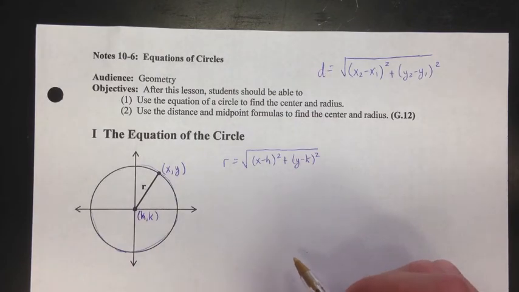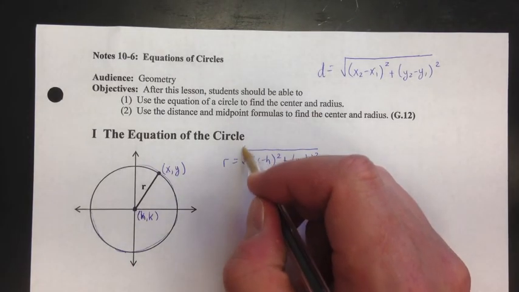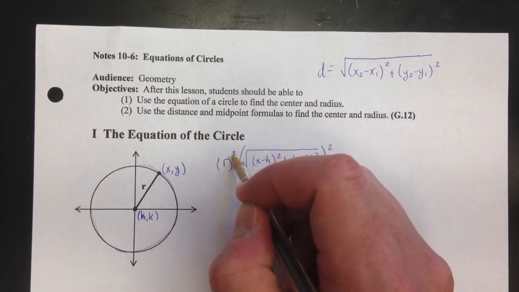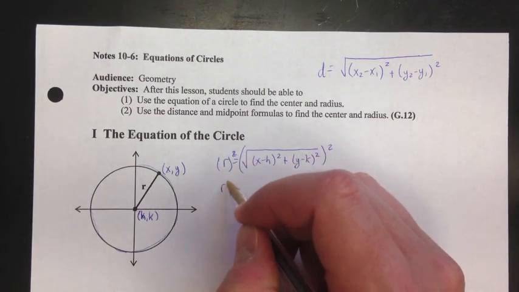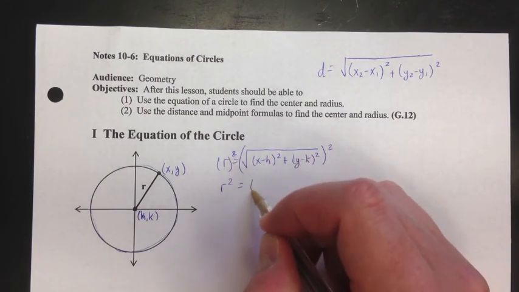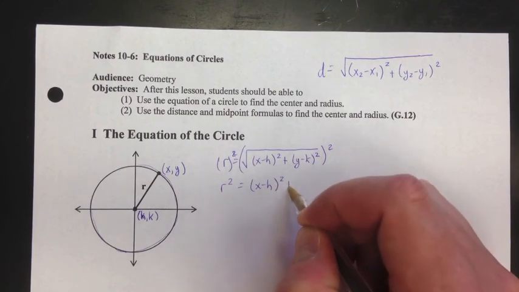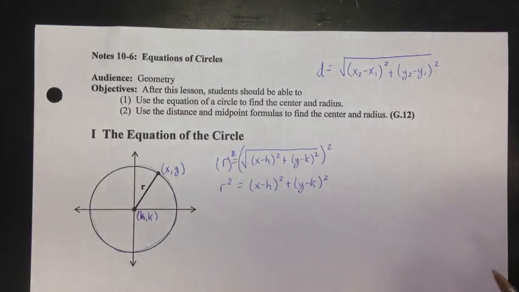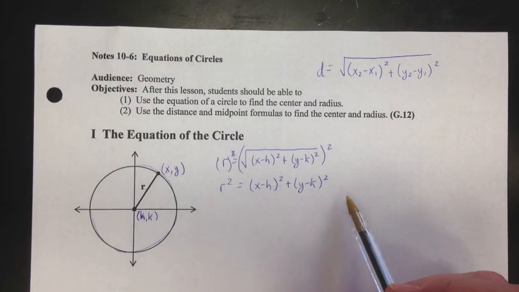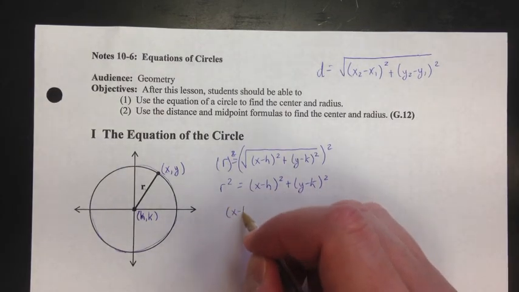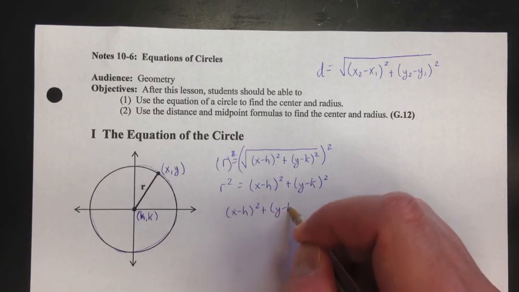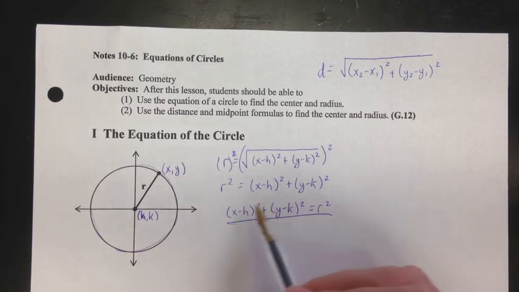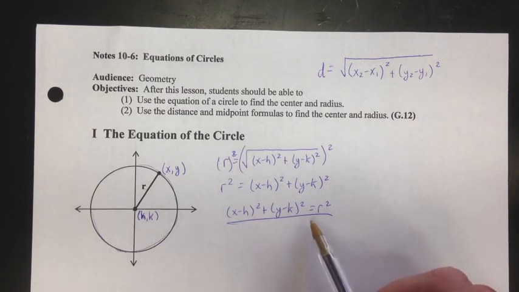Now we'll clean it up a little bit to get rid of the square root. Let's square both sides of that equation. To undo a square, we square root, or to undo a square root, we square. So we get r squared equals x minus h, parentheses squared, plus y minus k, parentheses squared. The last thing we'll do is put the r squared on the other side. So we get x minus h squared plus y minus k squared equals r squared. This is the equation of a circle. h and k are the center, r is the radius.